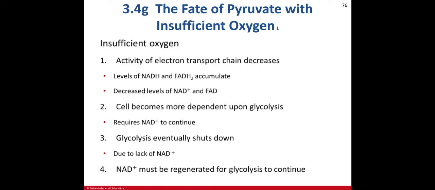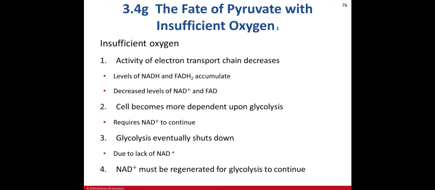If there's not enough oxygen, then the pyruvate will go to fermentation. And we have much less activity in our electron transport chain. So we're going to actually accumulate NADH and FADH2. We're going to have less NAD plus and FAD. So we have less ways to move those hydrogens and move those electrons in the electron transport chain.